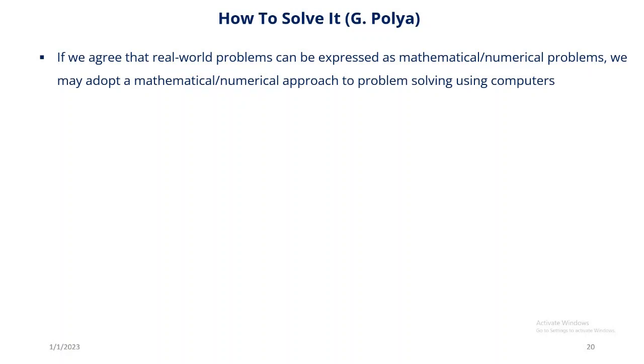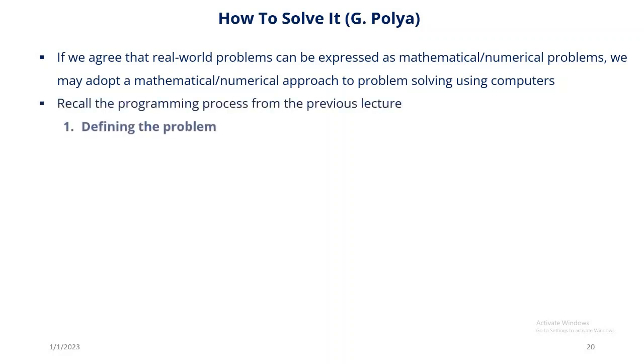So, if we agree that real-world problems can be expressed as mathematical or numerical problems, we may then adopt a mathematical or numerical approach to problem solving using computers. What we are trying to say here is the way a computer represents information is actually numerical. So if you are going to go deeper into computer programming, and have a deeper understanding of computers, you should learn to express problems in numerical or mathematical situations. Like I said before, you don't require this to be a good or a successful programmer.